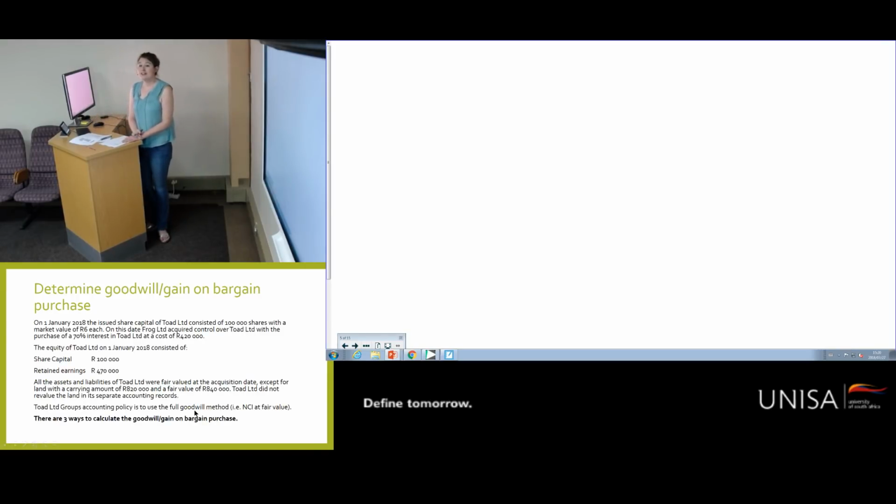Let's have a look at a little example. This is going to be the last example to determine goodwill or gain on bargain purchase. On 1 January 2018, the issued share capital of Toad consisted of 100,000 shares with a market value of R6 each. On this date, Frog Limited acquired control over Toad. By now you know that word is extremely important because that tells us that Frog is a subsidiary of Toad. Okay, if it wasn't for this word, we would not know because you can't look at shareholding.